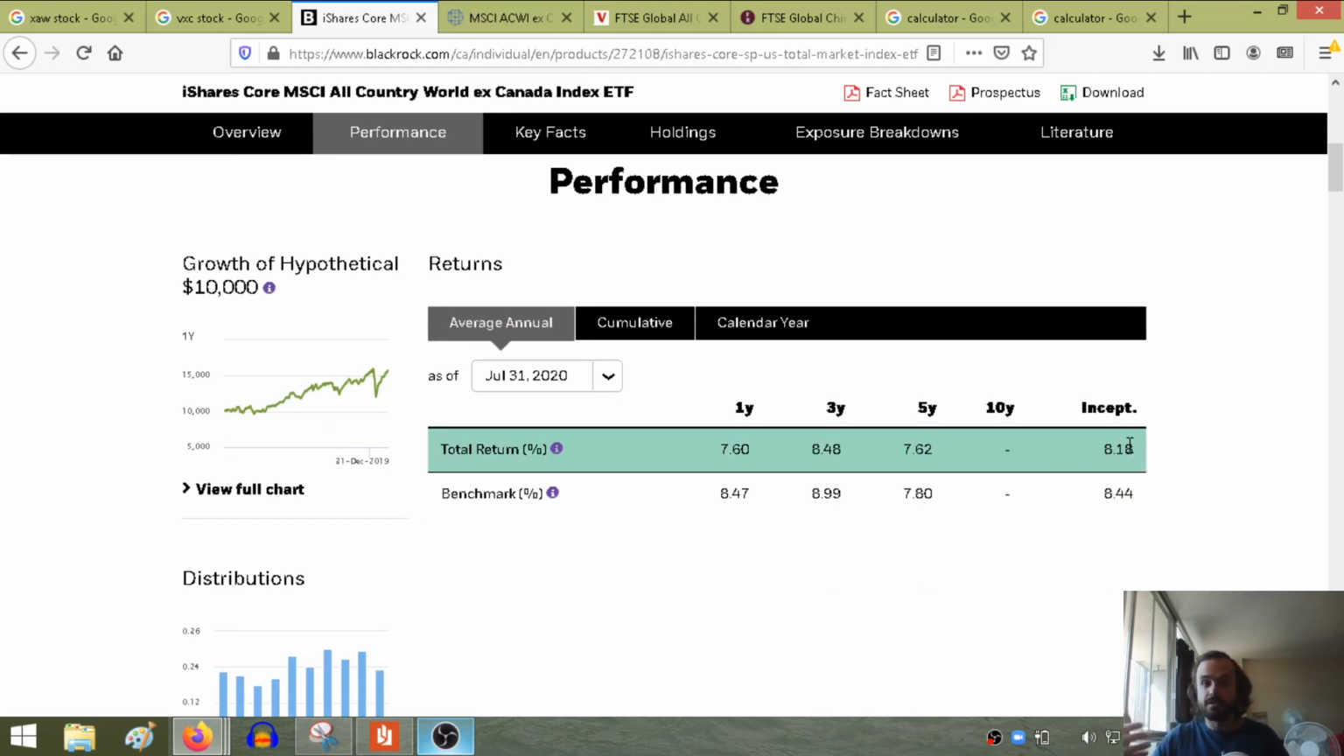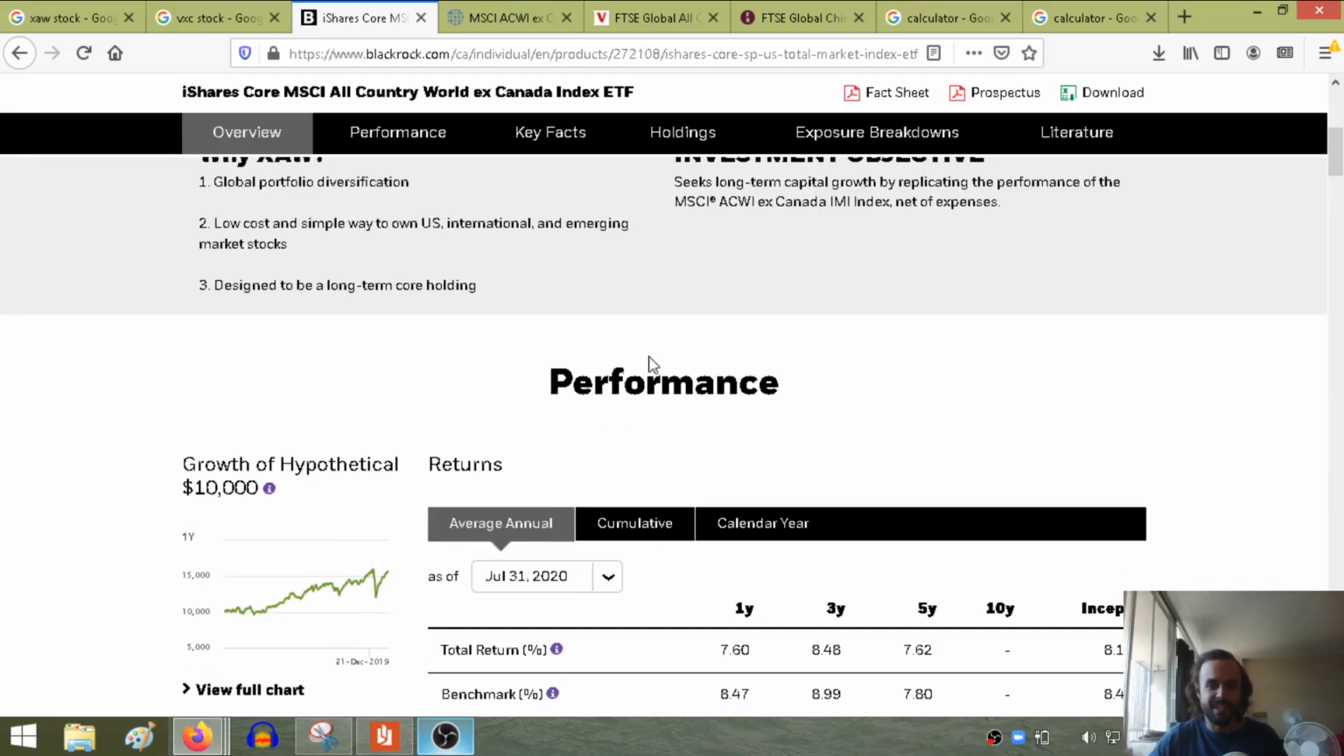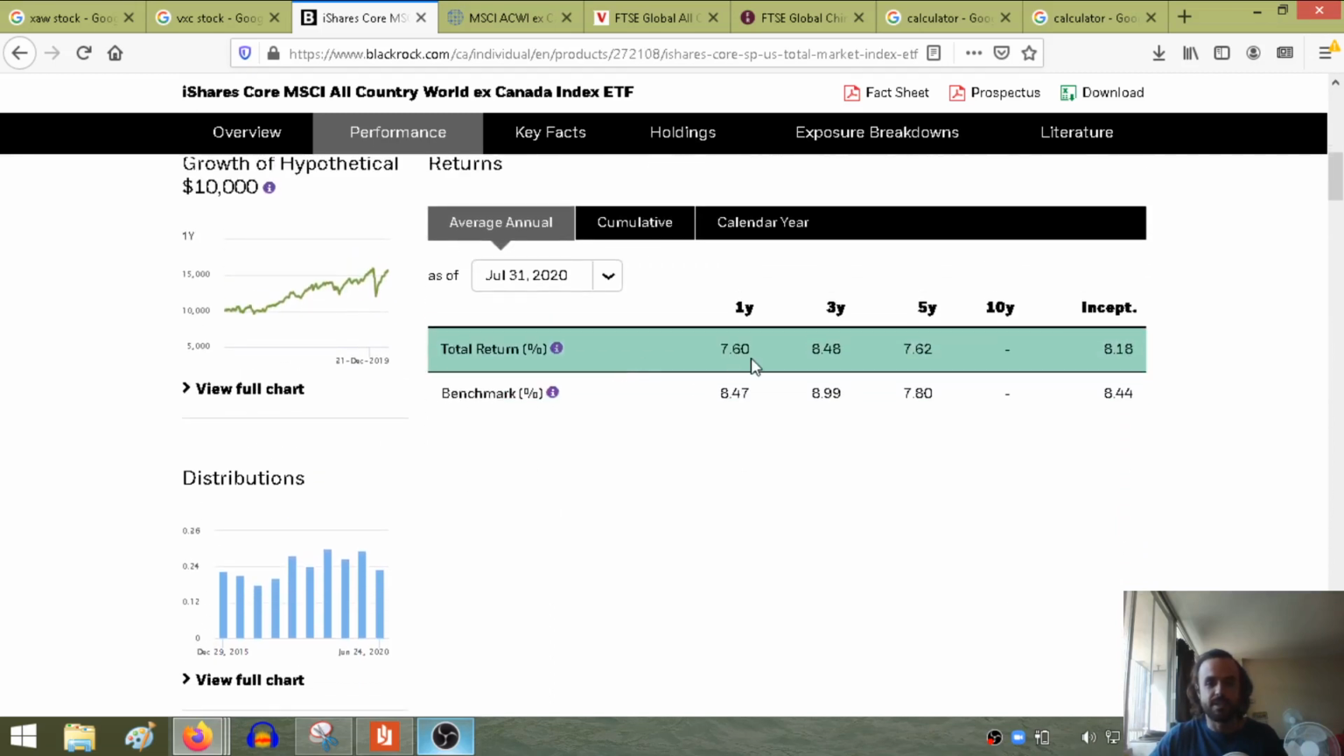So you take all the years divided by the number of years since 2015. So this will be going on its 5th year. But as of 1 year, it's a little bit different. This is the net asset value, but this is the total return of the ETF, I guess, 7.60%. Over 3 years, it's done 8.48%, which has actually been its best percentage point to look at, and then after 5 years, 7.62%.